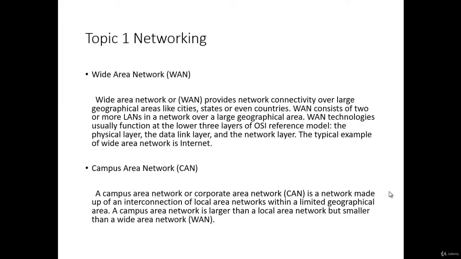Wide area network. A wide area network provides network connectivity over large geographical areas like cities, states or even countries. A WAN consists of two or more LANs in a network over a large geographical area. WAN technology usually functions at the lower three layers of the OSI reference model: the physical layer, the data link layer, and the network layer. A typical example of a wide area network is the Internet. Campus area network. A campus area network or corporate area network is a network made up of an interconnection of local area networks within a limited geographical area. A campus area network is larger than a local area network but smaller than a wide area network.